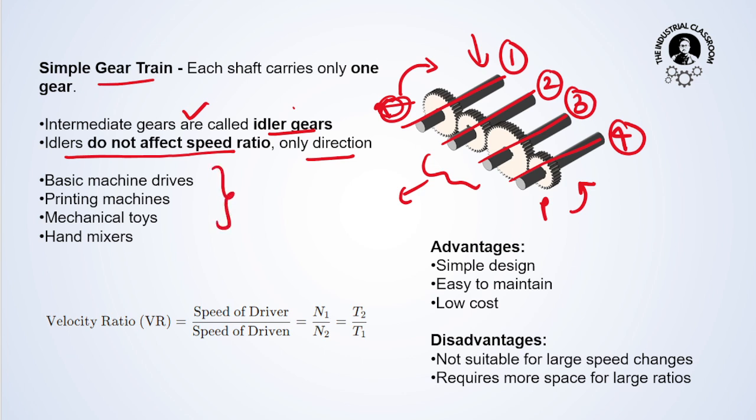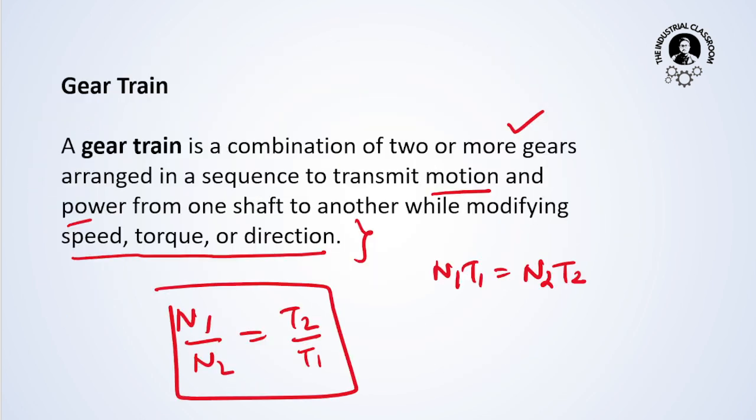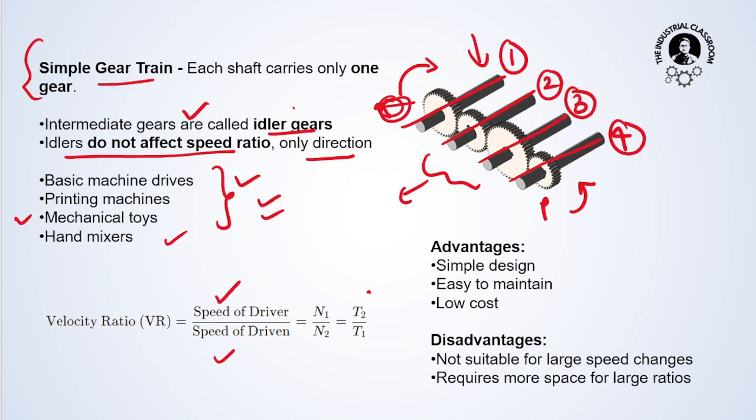So these are used in basic machine drives, printing machines, mechanical toys, hand mixers. There are limited applications, and because these are the simple type of gear, many mechanical toys use these gears. Now, what is the velocity ratio? The speed of the driver by the speed of the driven is equal to N1 by N2 is equal to T2 by T1. So T2 is the number of teeth in the second gear, and T1 is the number of teeth in the first gear.